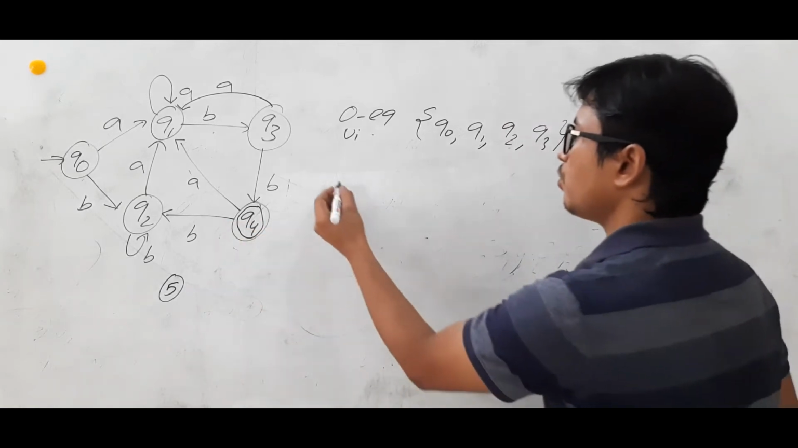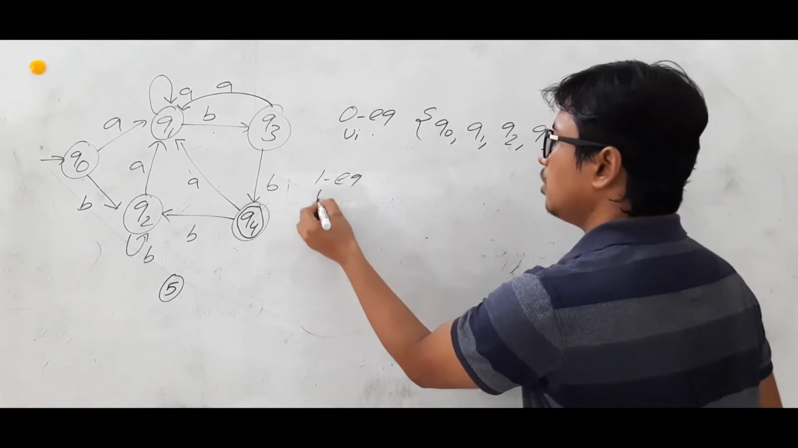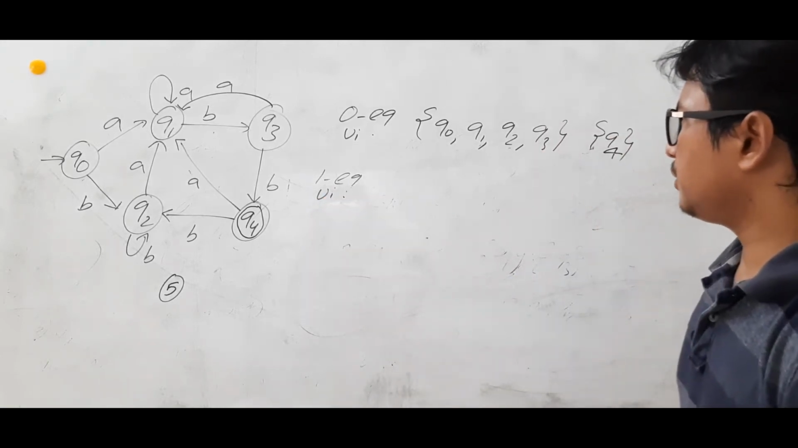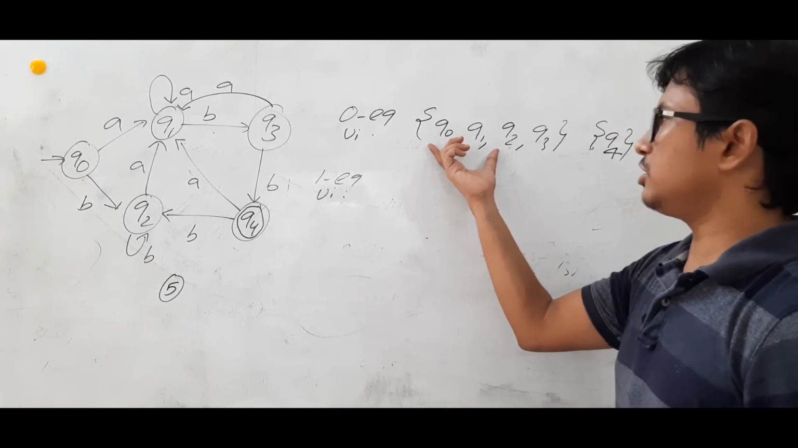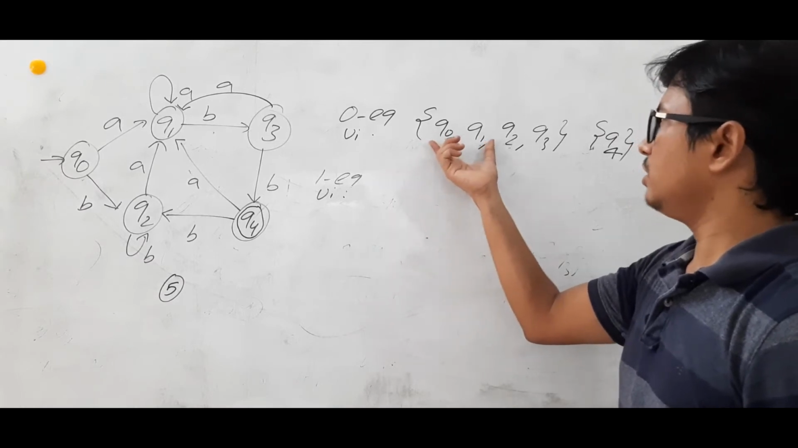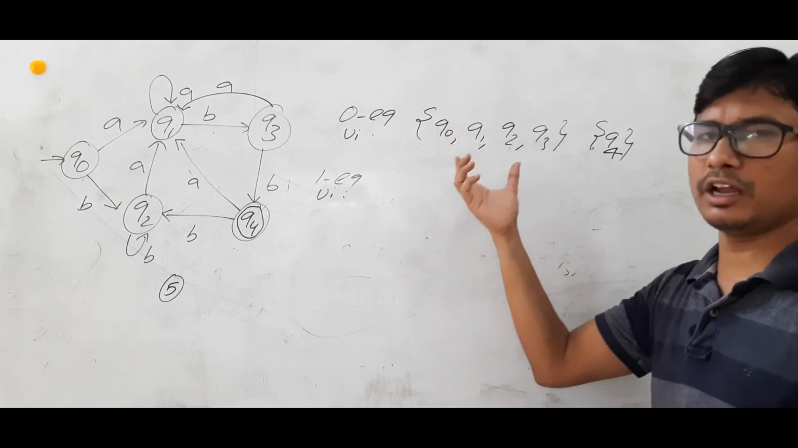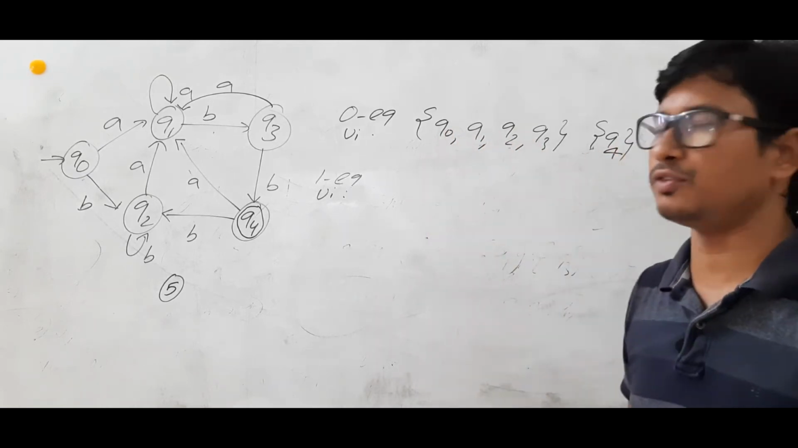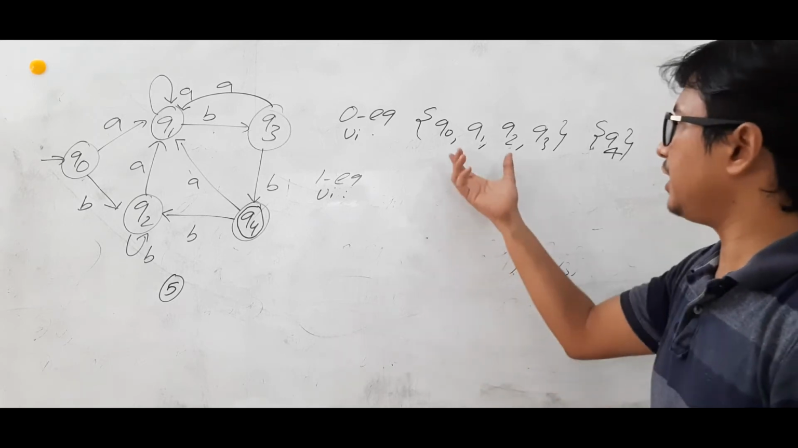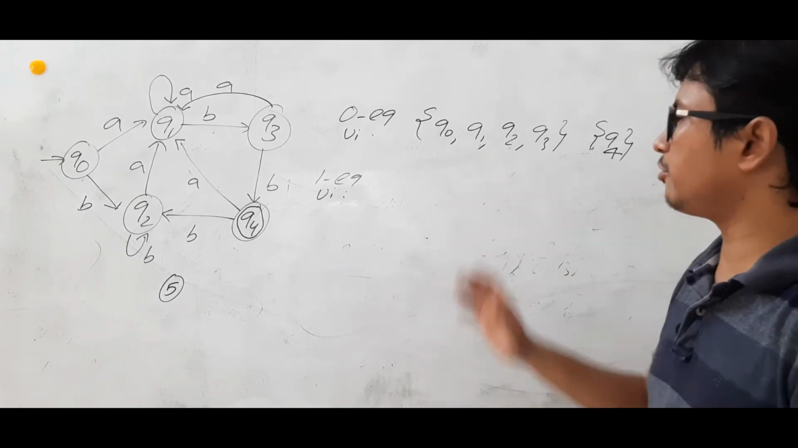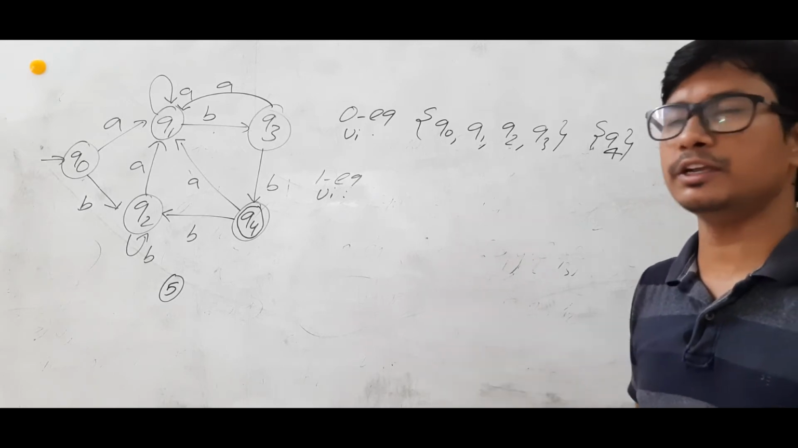Now we will check one equivalence. How can I do the one equivalence method? Already we have done the zero equivalence. There are four friends: Q0, Q1, Q2, Q3, and one enemy, Q4. Now we will try to identify whether we can separate them or not. If we cannot separate them, it is very good. If we can separate them, it is good for us.